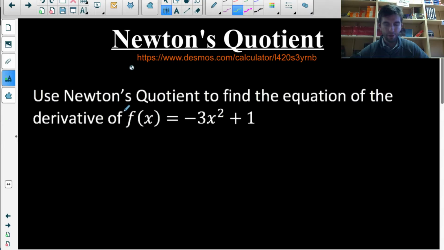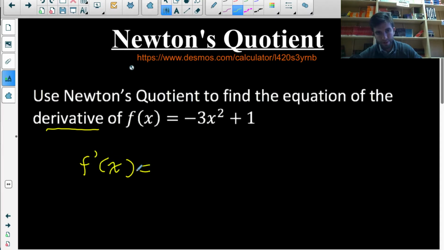So every calculus course starts by talking about limits and Newton's quotient. And Newton's quotient is a way of finding the equation of the derivative of a function. And what's the equation of a derivative? Well, a derivative is a function that we denote with f prime of x, that finds you the instantaneous rate of change of f at x at any point we want.